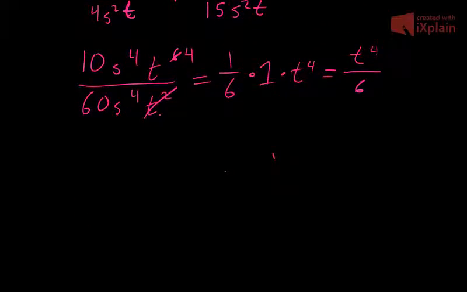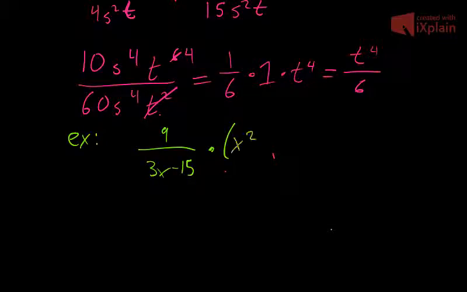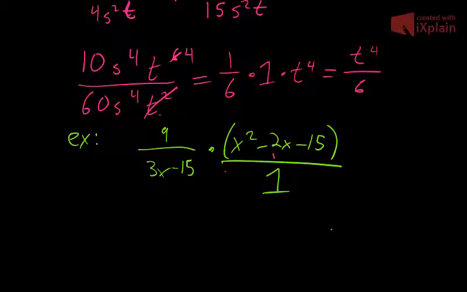So if I have, for this example, 9 over 3x minus 15 times x squared minus 2x minus 15. What I'm going to want to do is start by recognizing that I can't multiply just a regular number and a fraction, so I need to turn this into a fraction by writing that over 1.